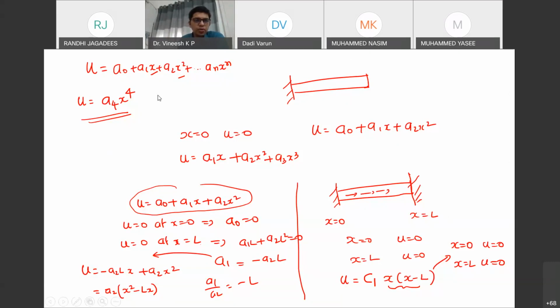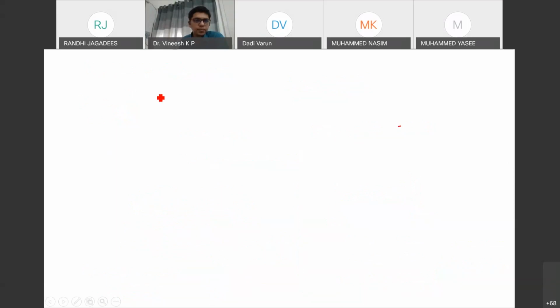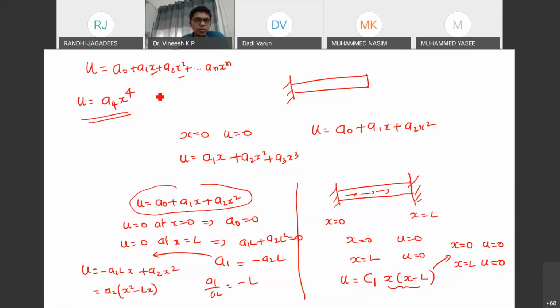The boundary condition is u equal to 0 at x equal to 0. Yeah, that is one point. Let's say I am taking another case. I am skipping terms: u is equal to a0 plus a1x plus a2x cube, and I am not taking a2x square, not taking x here. Then I take a4 x raised to 4.